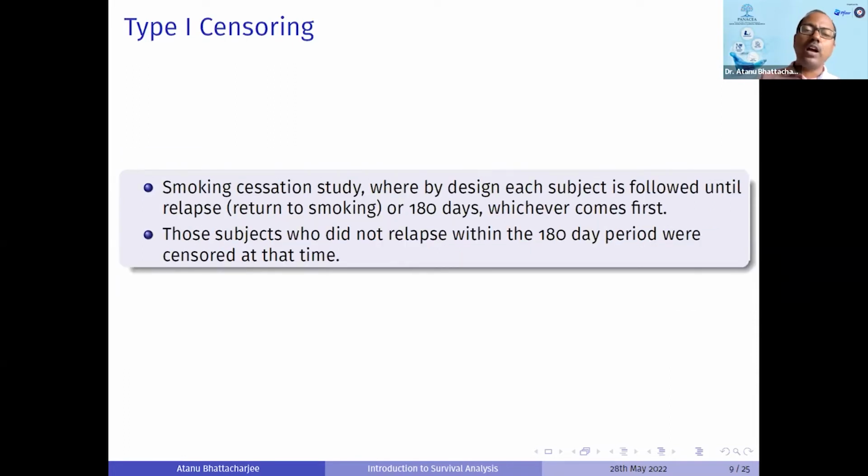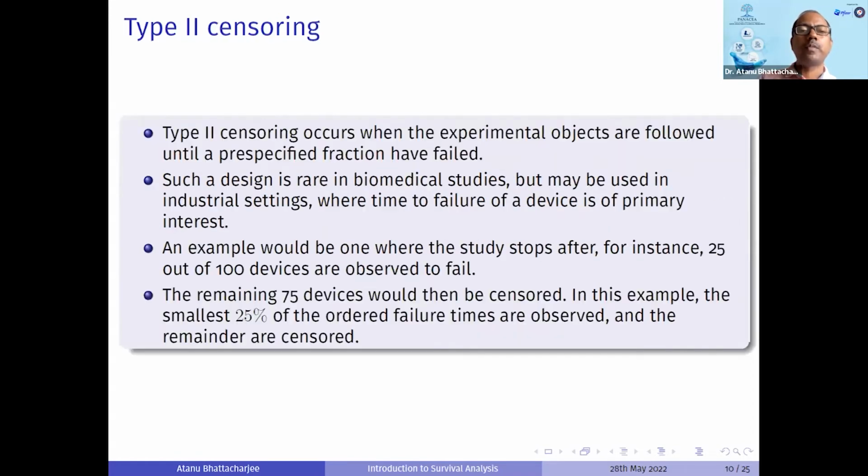Another way, smoking cessation studies, where we designed the study for each subject until a relapse or 100 days, whichever comes first. Those subjects who didn't relapse within the 100 days period were the censored attempt. So in a similar way, type 1 censoring stands here.